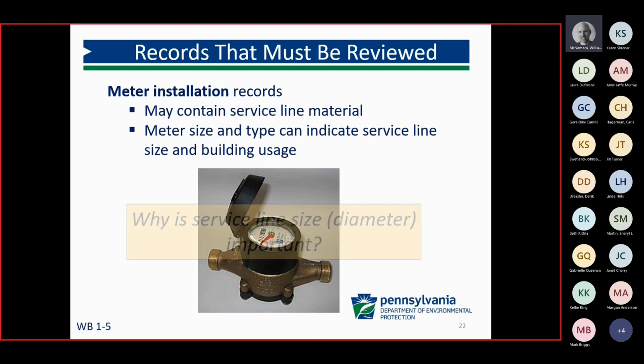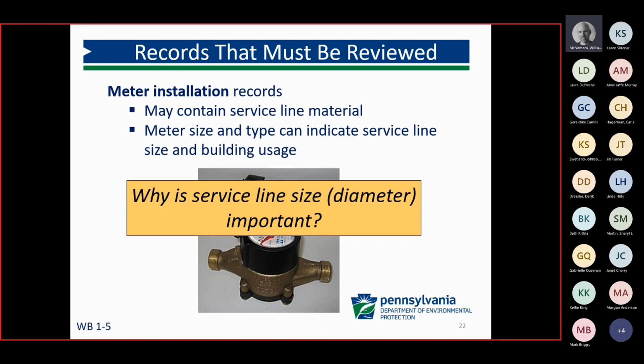So does anybody have any idea why service line size, diameter, might be indicative of whether it's a lead service line or not? That lead service lines typically aren't greater than 2 to 3 inches. So that's accurate. So if you have a service line that's a large diameter going to, let's say, a business park or a high water usage area, 4 inches, let's say, it's definitely not going to be a lead service line. So that could be indicative even if you don't have the material, but you have a large size. Very good.